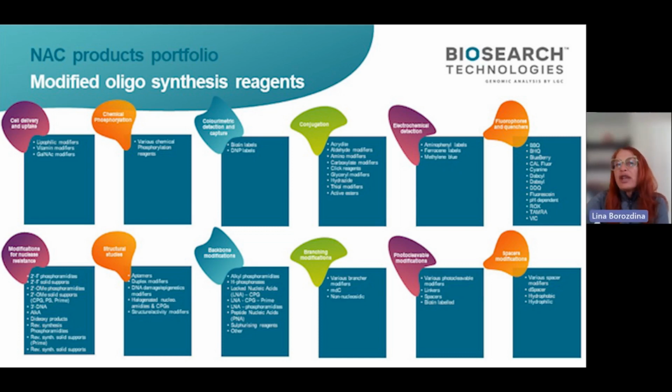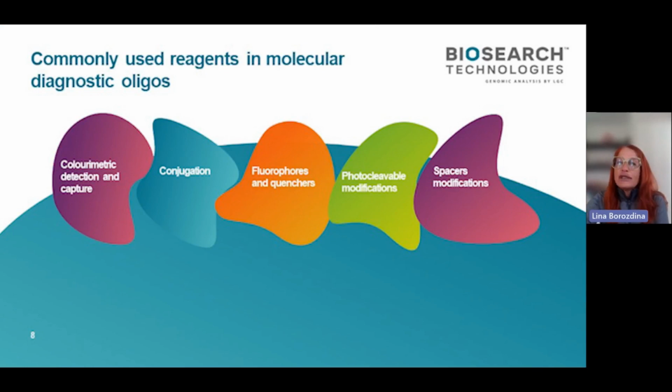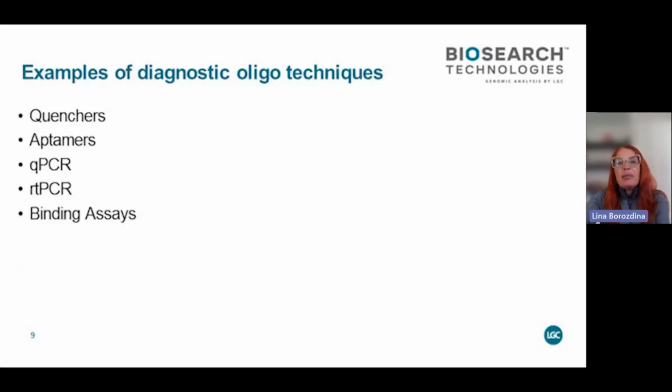So commonly used reagents in molecular diagnostic oligos are colorimetric detection and capture, conjugation, fluorophores, photocleavable, and spacer modifications. Examples of diagnostic oligo techniques where oligos are used are quenchers, aptamers, qPCR, RT-PCR, binding assays. So anyone who works in the MDx field will be using these types of techniques for the oligos you're going to be making.